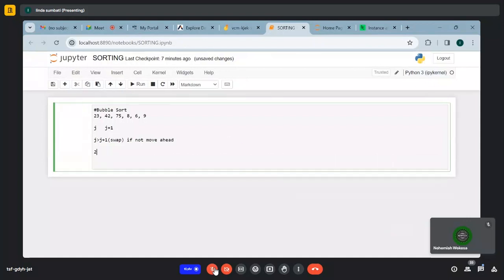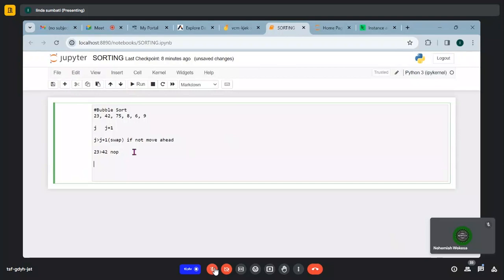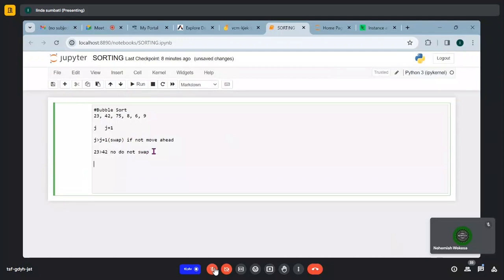Okay, so let's start. Is 23 greater than 42? Nope. So what do we do? We don't swap. The reason why I'm explaining it this way is that if you understand it this way, it's easier for you to write the code, the algorithm, because you'll understand why they are doing it that way. Otherwise you'll just be saying J plus 1 minus 1 and wonder what is happening. But if you do it like this, you'll understand.